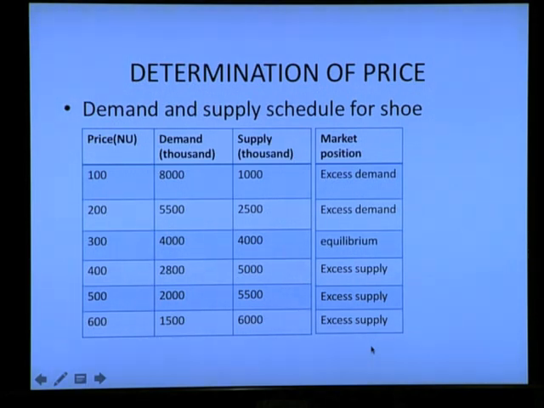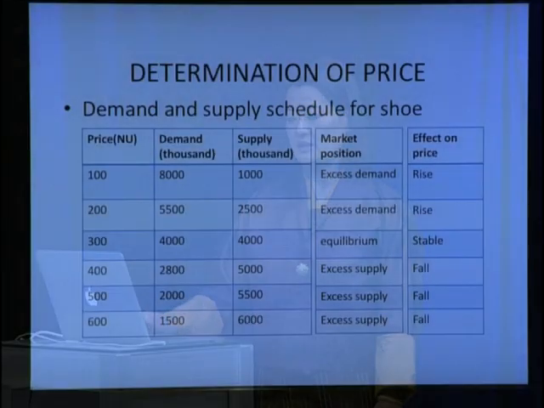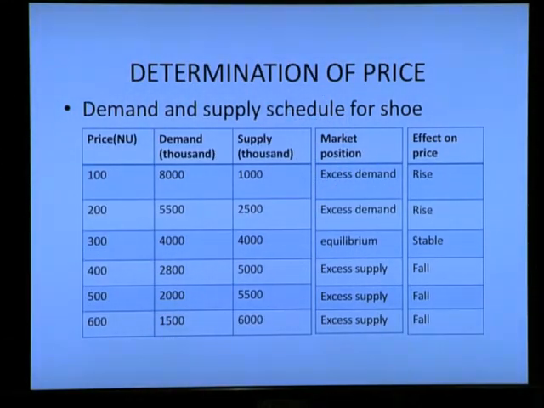Now we are going to look into the effect on the price at these different market positions. So we have the last column, that is the effect on price. So you can see at equilibrium, the price is going to remain stable. And when there is excess demand, the price is going to increase. So this is the effect on the price because of these different market positions. And when there is excess supply, the price is going to fall.